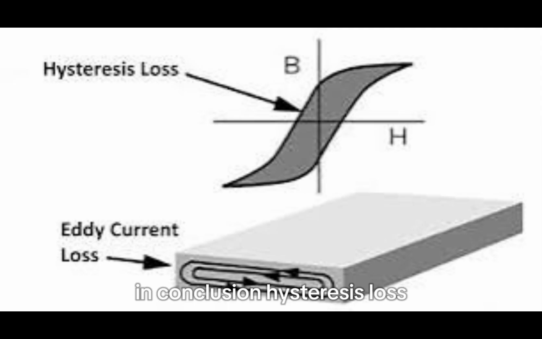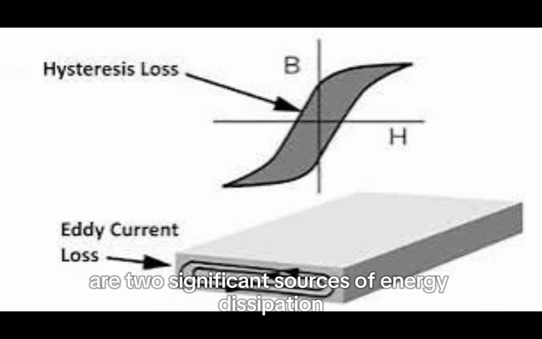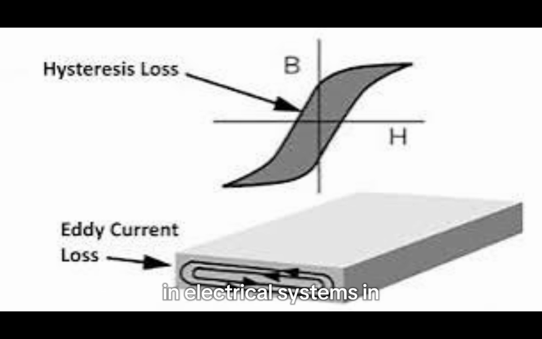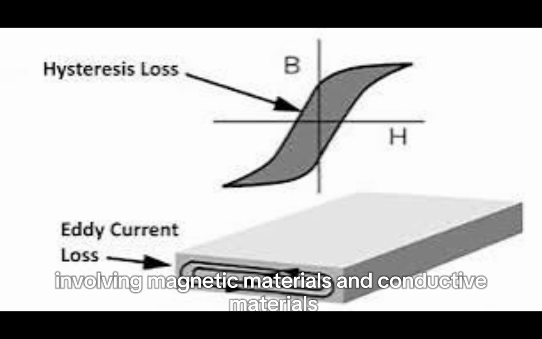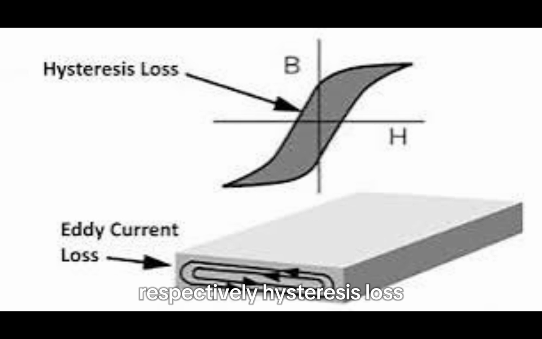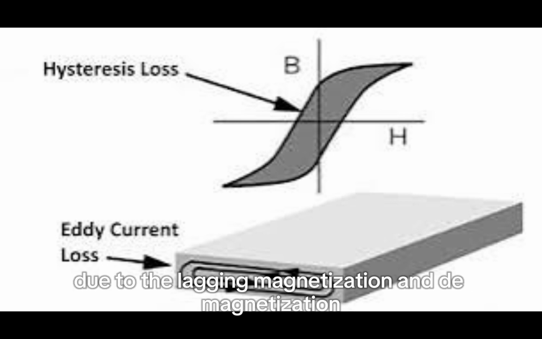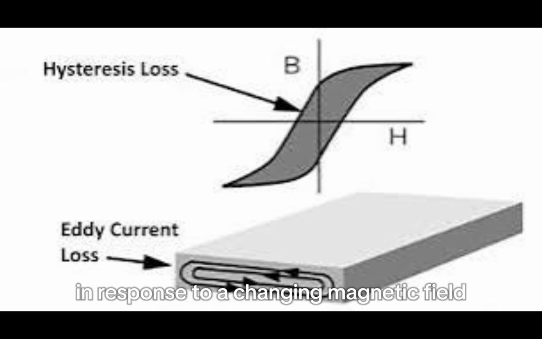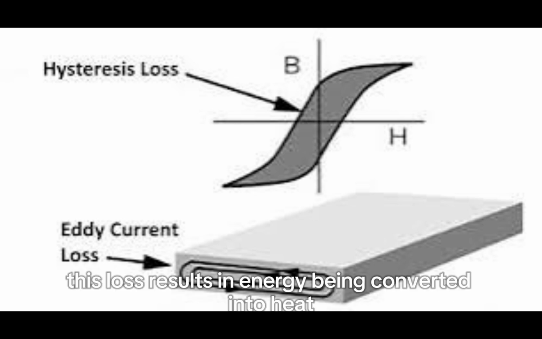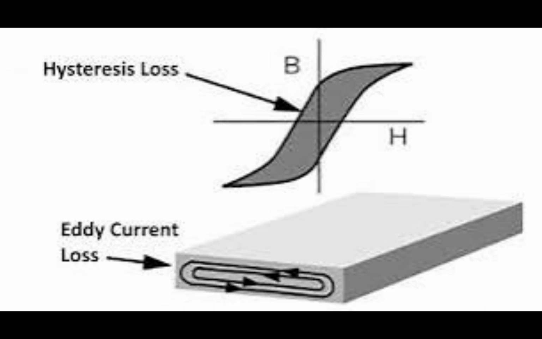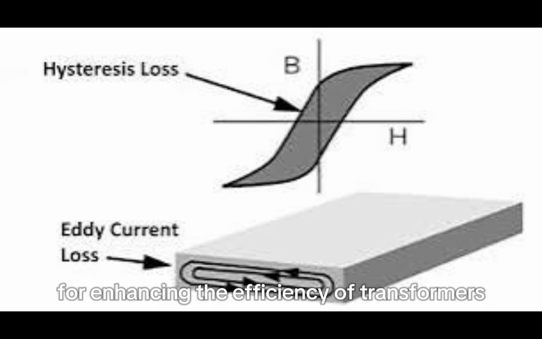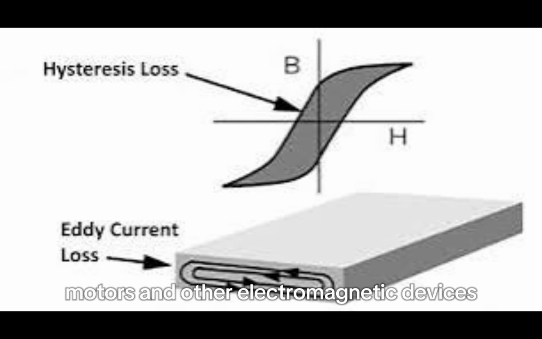In conclusion, hysteresis loss and eddy current loss are two significant sources of energy dissipation in electrical systems involving magnetic materials and conductive materials, respectively. Hysteresis loss. Hysteresis loss occurs in ferromagnetic materials due to the lagging magnetization and demagnetization in response to a changing magnetic field. This loss results in energy being converted into heat as the material repeatedly undergoes magnetization cycles. Minimizing hysteresis loss is crucial for enhancing the efficiency of transformers, motors, and other electromagnetic devices.